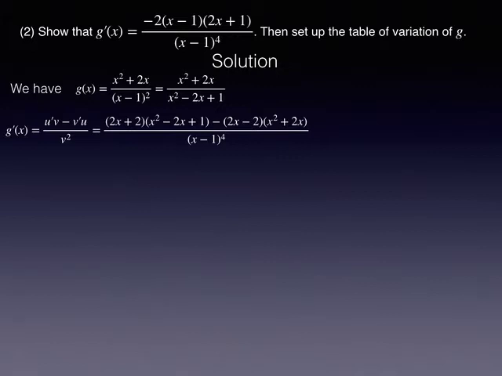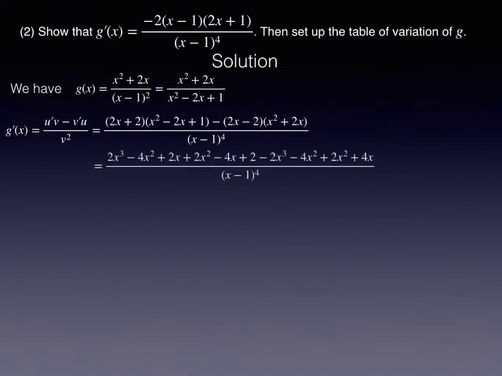u prime, so derivative of u is 2x plus 2, v is x squared minus 2x plus 1, minus v prime, the derivative of v, which is 2x minus 2, and u, which is x squared plus 2x, over v squared. Here we use the expression v, which is x minus 1 squared, so x minus 1 squared to the power 2, which is x minus 1 power 4.